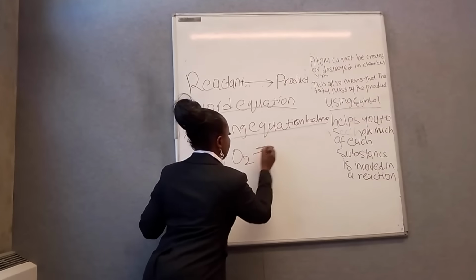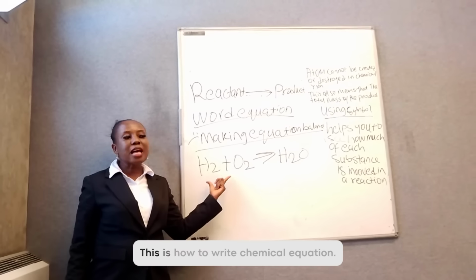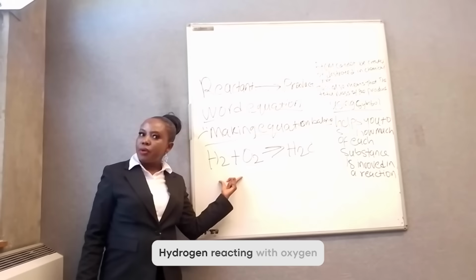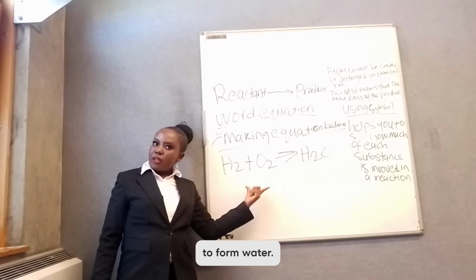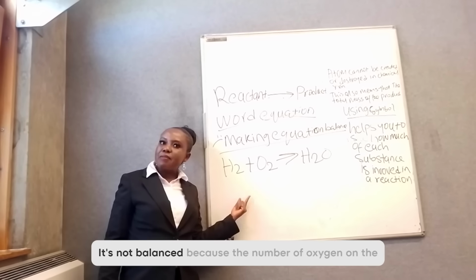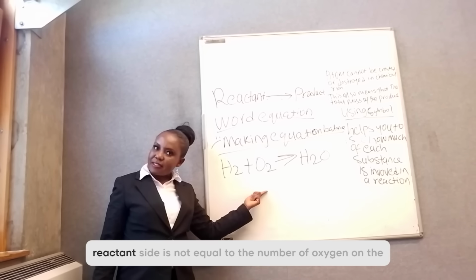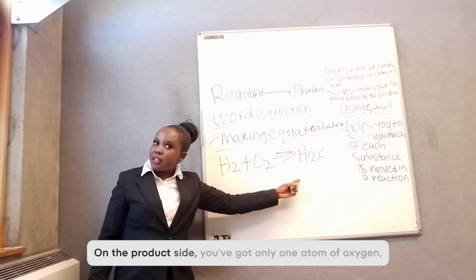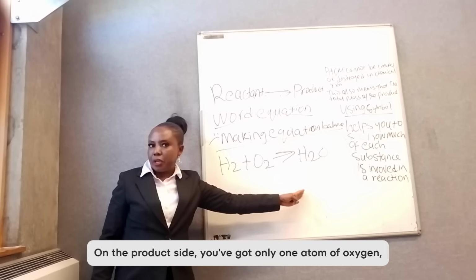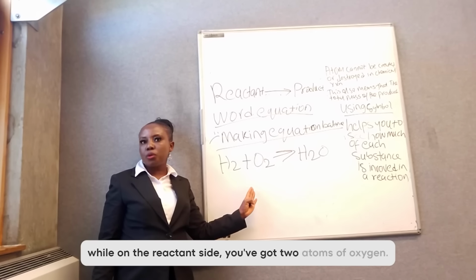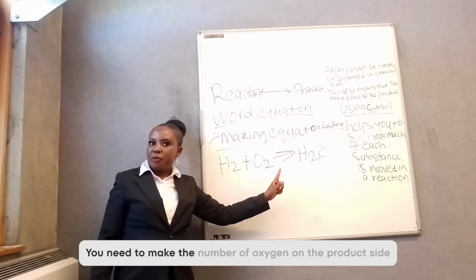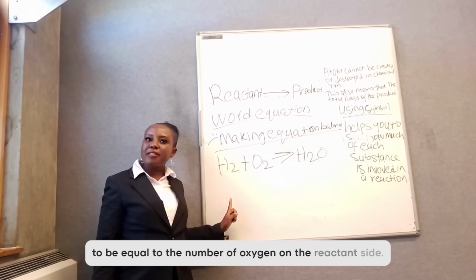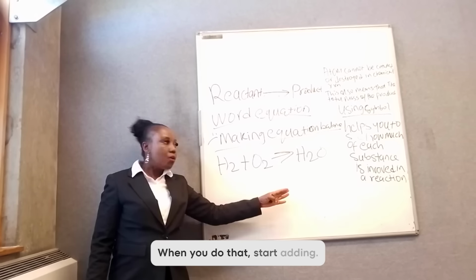This is how to write a chemical equation. This is the symbol equation for hydrogen reacting with oxygen to give water. This equation is not balanced. It's not balanced because the number of oxygen atoms on the reactant side is not equal to the number on the product side. On the product side, you've got only one atom of oxygen, while on the reactant side, you've got two atoms of oxygen. You need to make the number of oxygen atoms on the product side equal to the number on the reactant side.